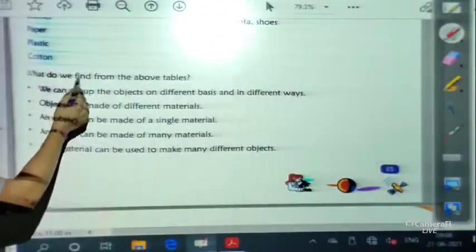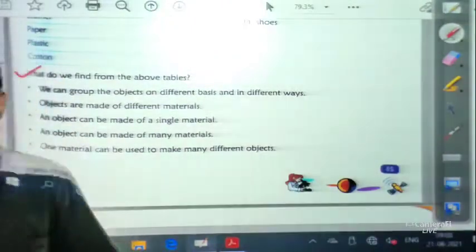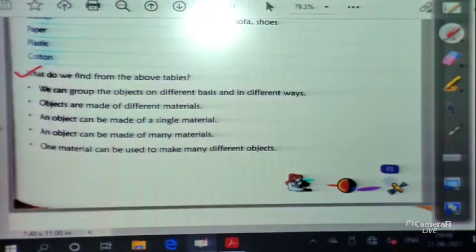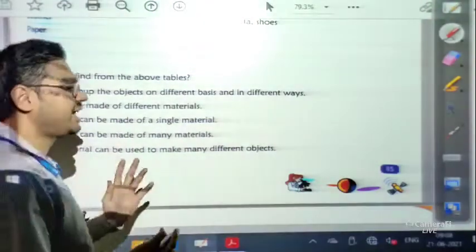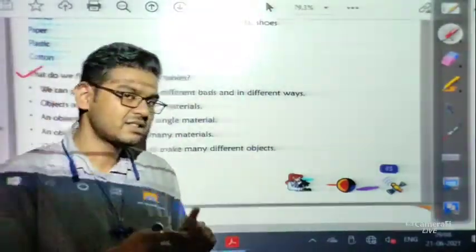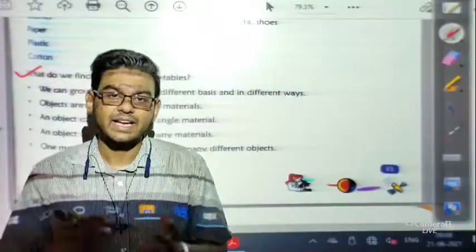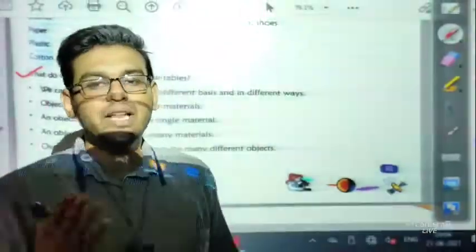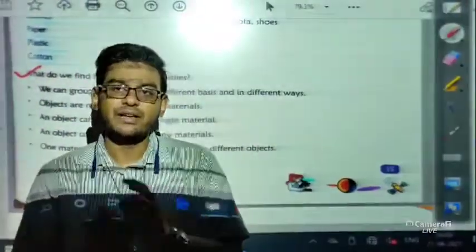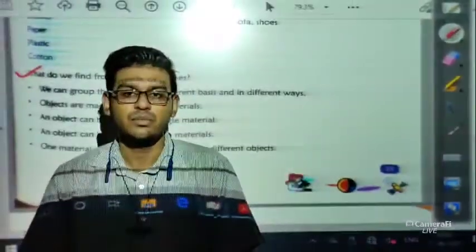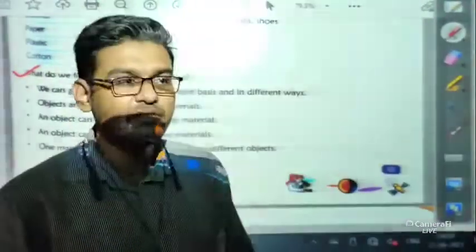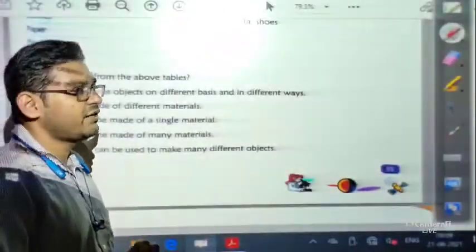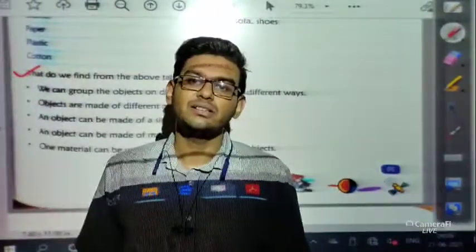In this part, what do we find from the above tables? Students, let me tell you one thing, till now we have discussed three tables. In table 1 we have categorized the materials into two parts, plastic materials and non-plastic materials. In table number 2 we have discussed that different types of objects can be created by different types of materials, that means different substances.